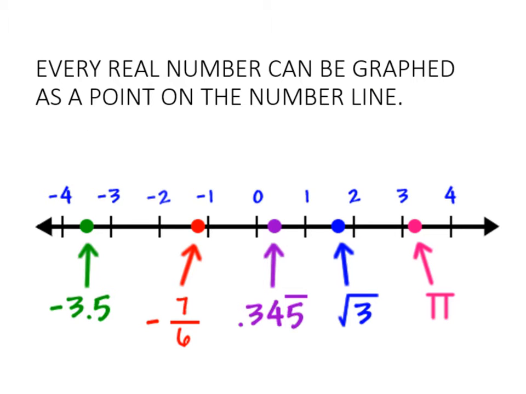And every real number can be graphed as a point on the number line as shown below. So -3.5 would be between -3 and -4. -7.6 would be between -2 and -1, and etc. for the other numbers.